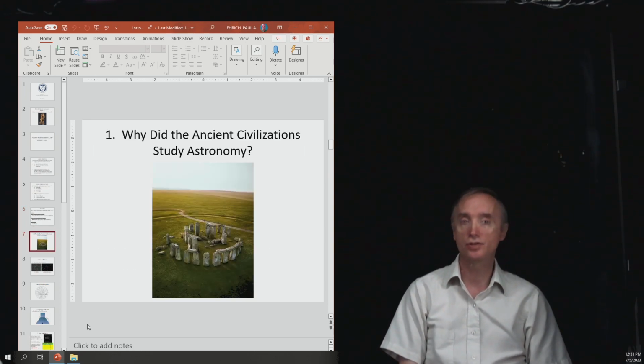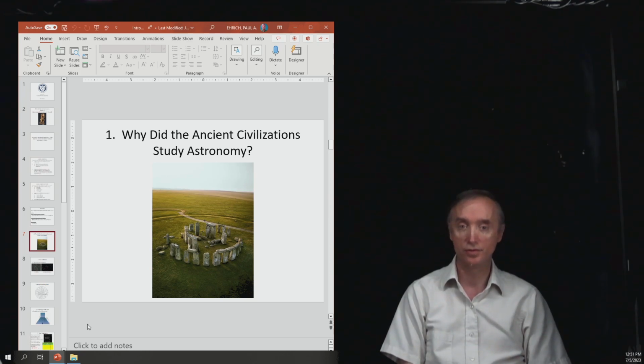So why did the ancient civilizations study astronomy? You should know this, so go back in your notes and review this. It has to do with they needed to know when to plant their crops. By studying the heavens, they knew that when stars were in a certain position in the sky, or when the sun came up in a certain position, it was a certain time of the year. They would know that would be the time to start planting crops, and later they would know when it would be time to harvest those crops.